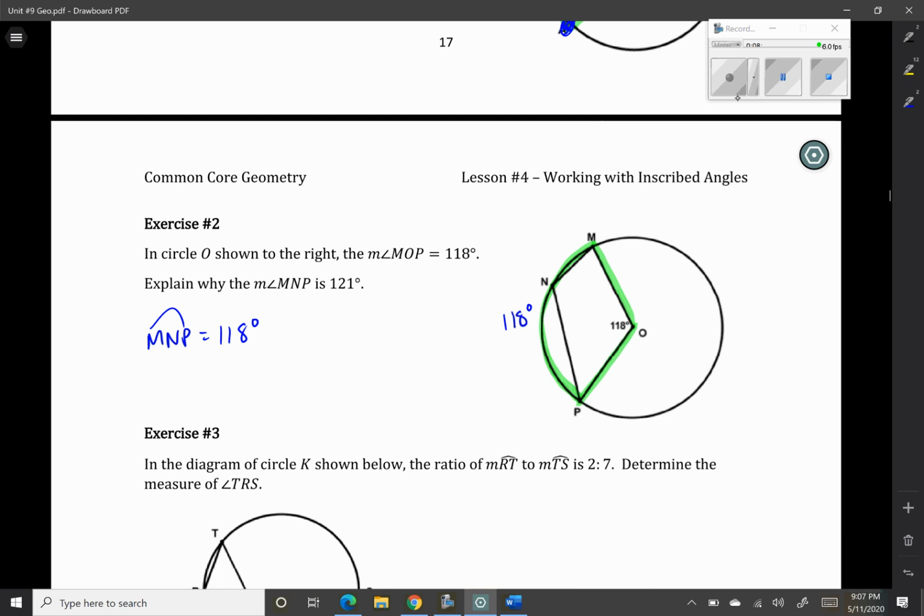Now there's another arc here, MP, this big major arc. This major arc is going to be the subtraction of 360, a full circle, and the arc that we know. So if I do 360 minus 118, we get 242. So the major arc is 242 degrees.